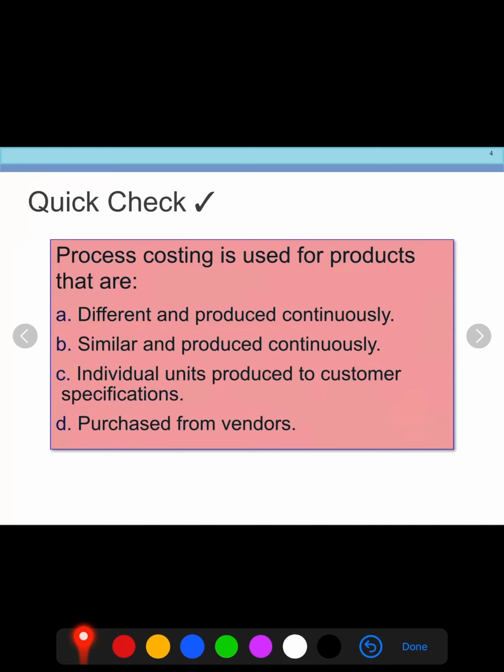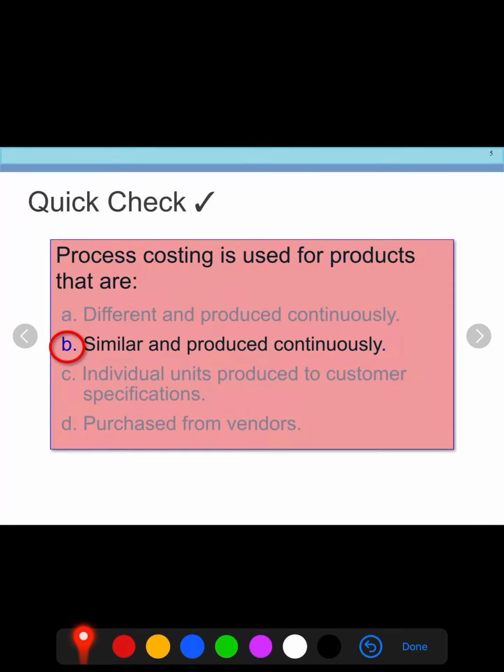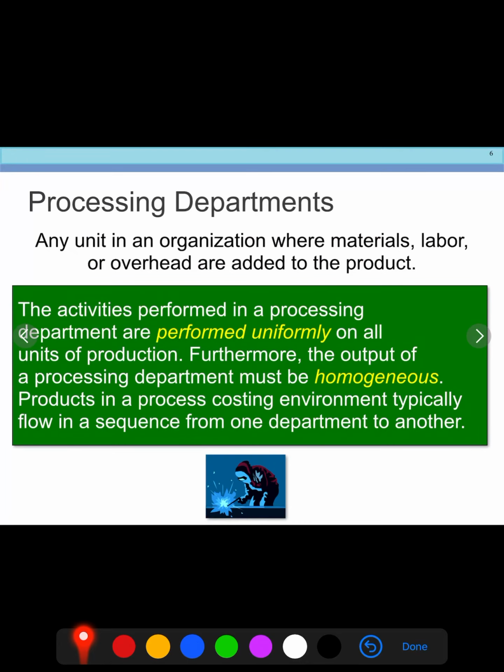Let's have a quick check. Process costing is used for products that are, of course, the answer is similar and produced continuously.